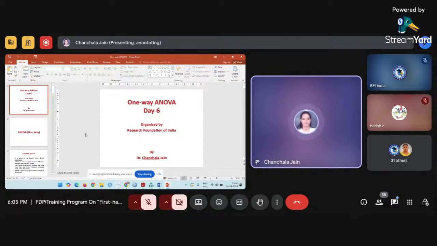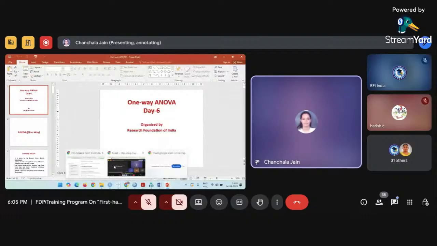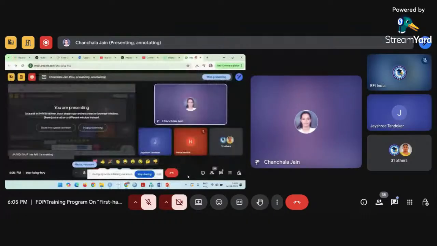Whatever responses you give to that questionnaire, we will use the same for the analysis. That way you can understand, if you are collecting first-hand data on your own, how you can analyze it and what kind of test you can perform on it. I hope it is clear and fine with everyone. Yes, ma'am.